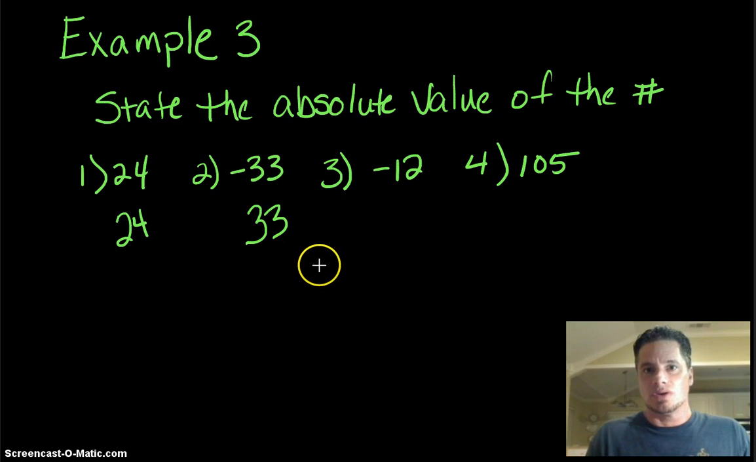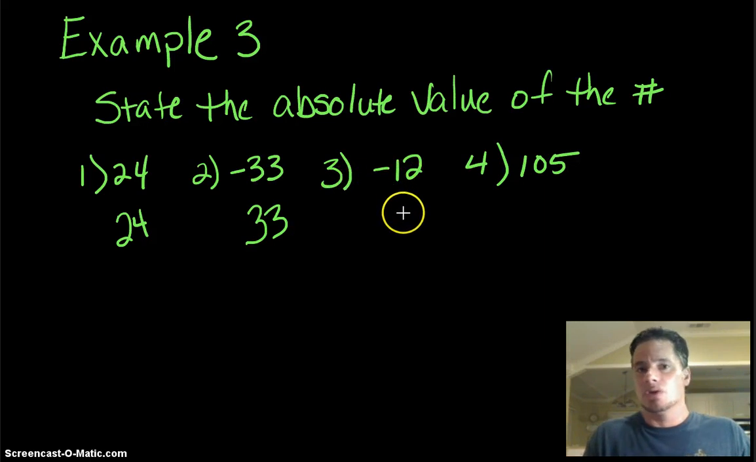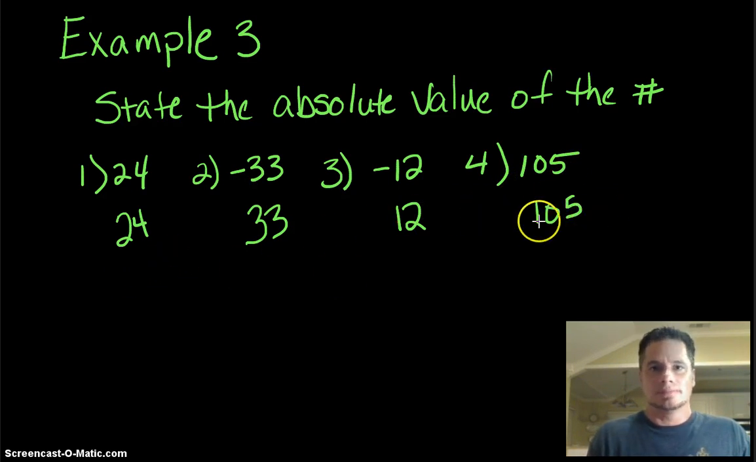33 units from 0. So the absolute value of a negative number is a positive. Look at number 3, negative 12. How far is negative 12 from 0? Well, 12 units. How far is 105 from 0? Well, 105 units. Notice all of these are positive. Okay, absolute value is a distance. It gives you a positive answer.